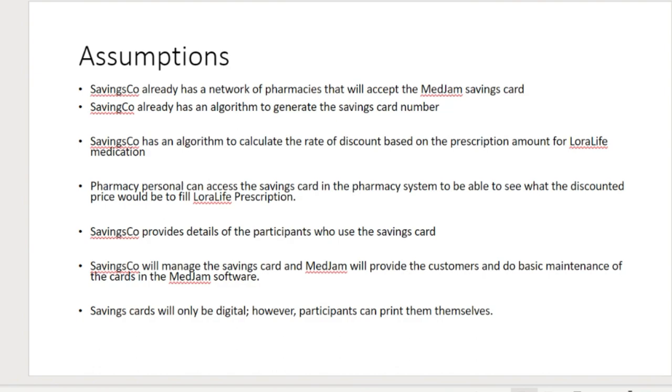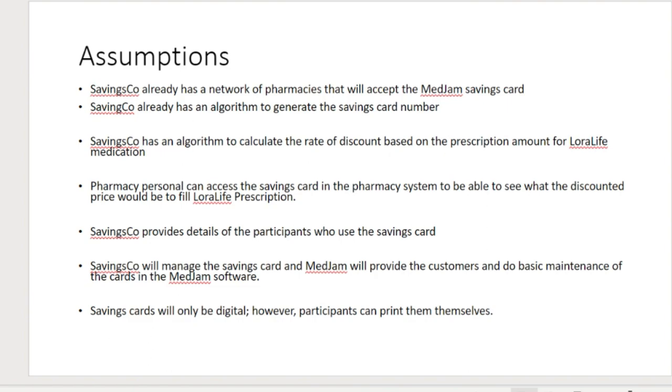We're also assuming that Savings Co has an algorithm to calculate the rate of discount based on the prescription amount for Lower Life. So based on how much you're getting, then your discount might change. So we're going to assume that they're already calculating what that is.